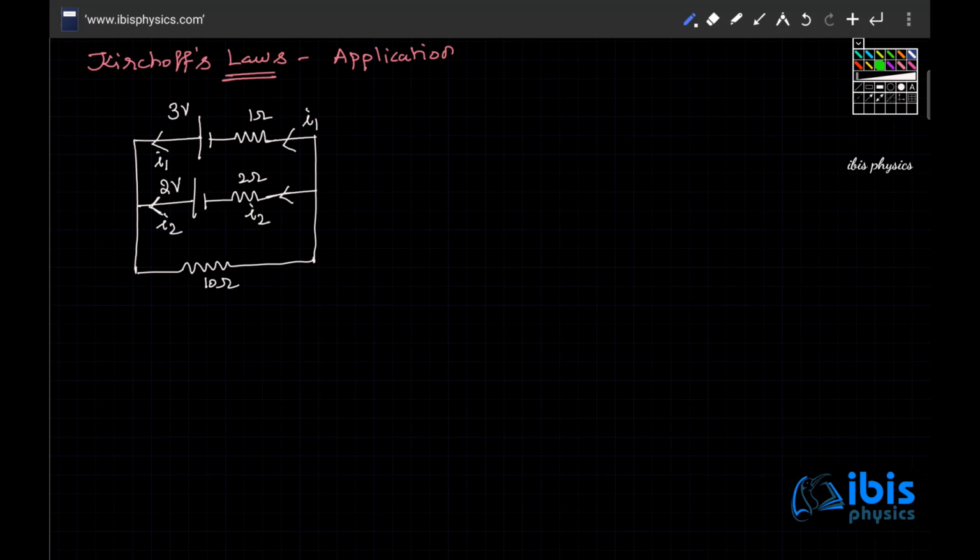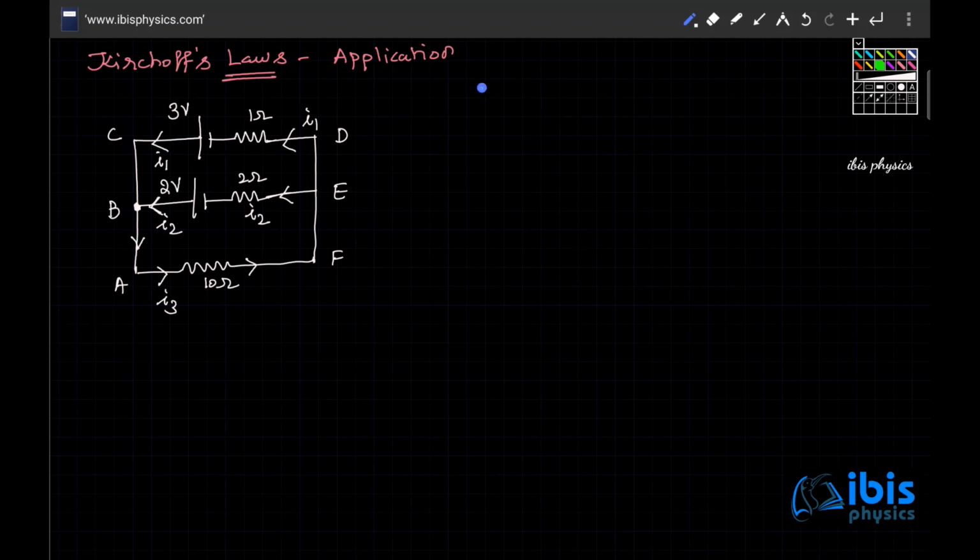Once this is done, just name the corners and junctions. Let us say A, B, C, D, E, F. After naming, you can choose to take the loop in this direction or in this direction. That is your wish; there is nothing wrong in it. This I2 is coming here, I1 is coming here. Let us say the current through this is I3, coming out this way.